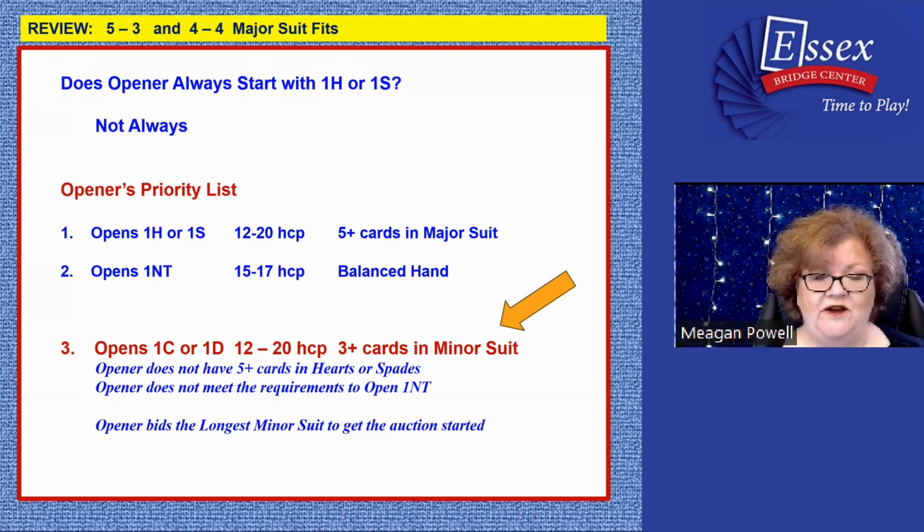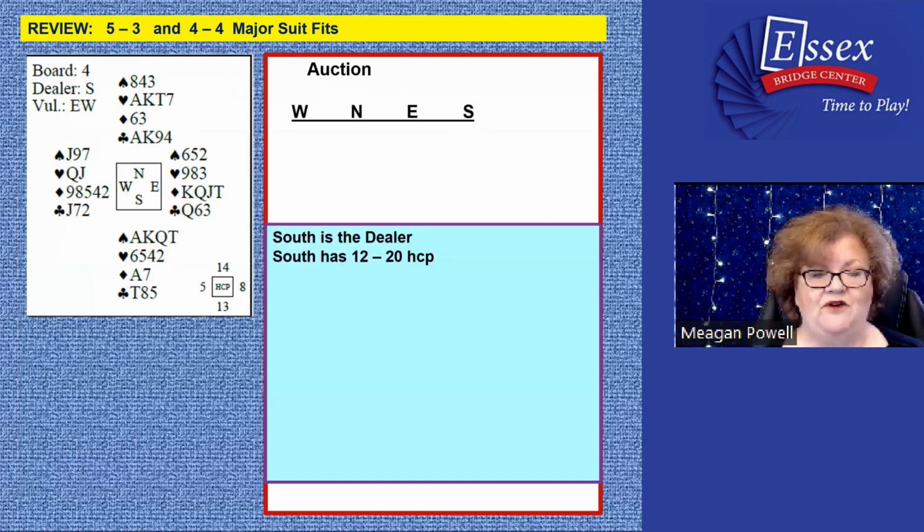When opener bids 1 club or 1 diamond, opener is saying, I don't have 5 cards in a major suit. I don't meet the requirements to open 1 no trump, but I still have 12 to 20 high card opening points. Therefore, opener in that case will go down to number 3 on the priority list and open 1 club or 1 diamond with as few as 3 cards in the minor suit. So opener is going to start with the longest minor suit when she has to open a minor. Let's look at an example for this.